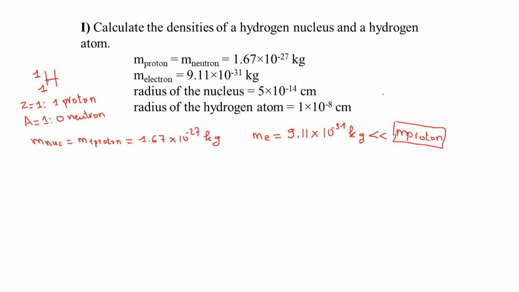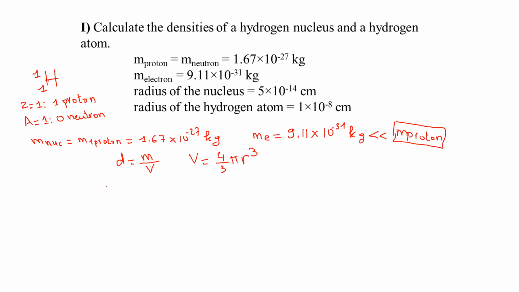So let's remind the formula for the density. D equal mass over volume. And here we have hydrogen atom, and we need to consider it as a sphere. So the volume will be equal to 4 over 3 pi r to the power 3. Okay, and we have the radius for the nucleus and the hydrogen atom, so we'll be able to calculate the density for both the nucleus and the atom.